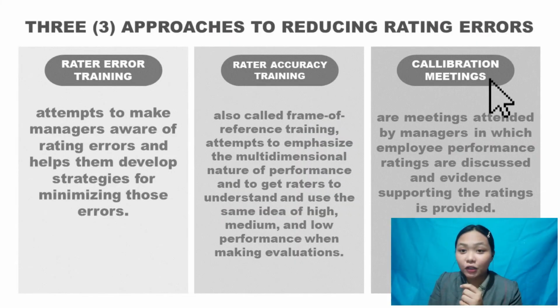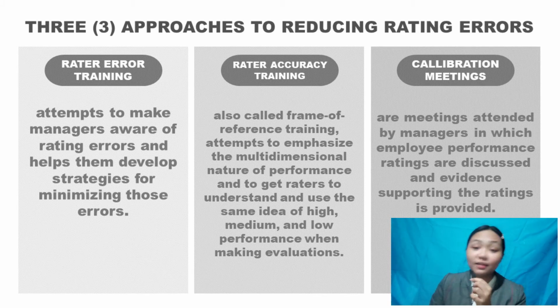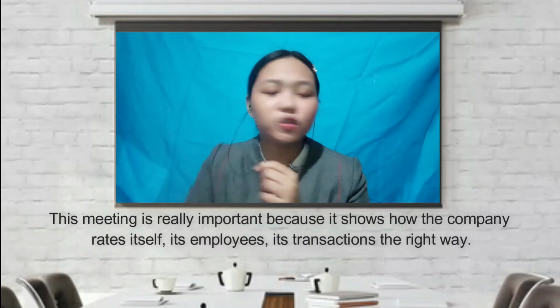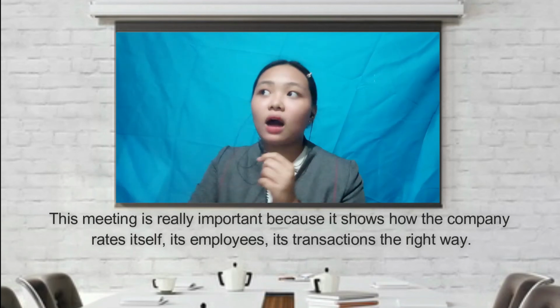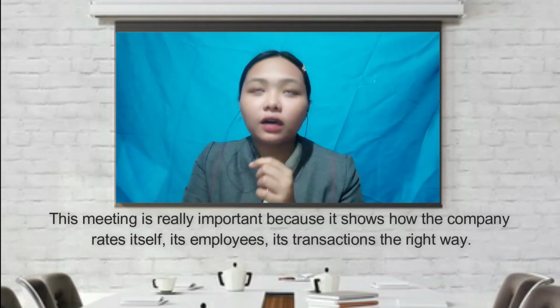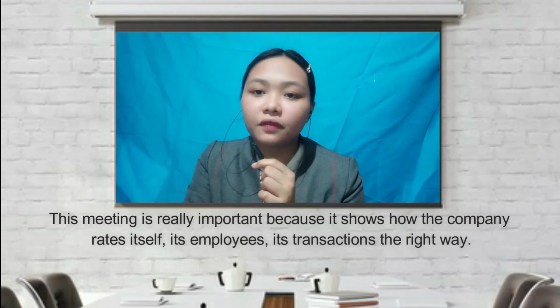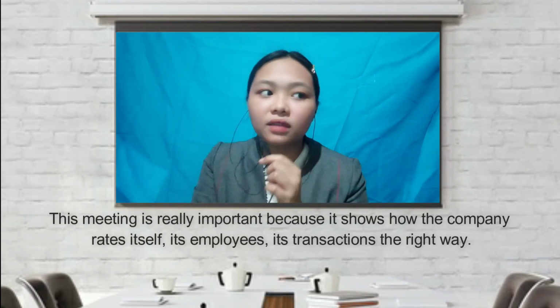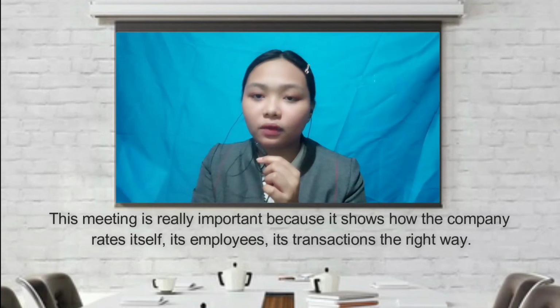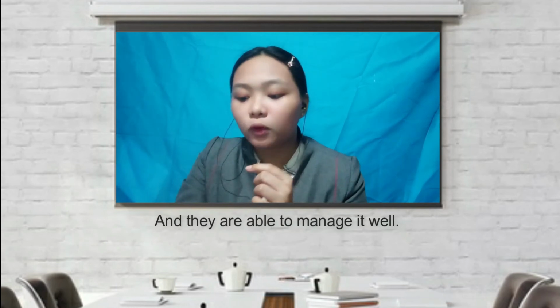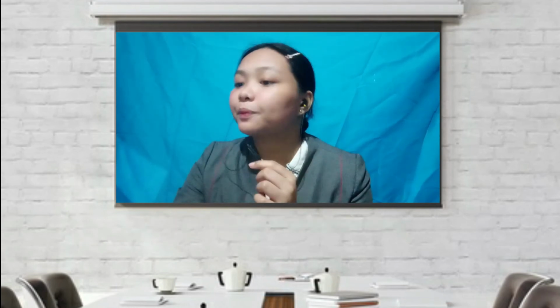or correctly. Next, the last one, calibration meetings, wherein these are meetings attended by managers in which employee performance ratings are discussed and evidence supporting the ratings is provided. So this meeting is really important because it shows how the company rates itself, its employees, its transactions the right way, and they are able to manage it well.